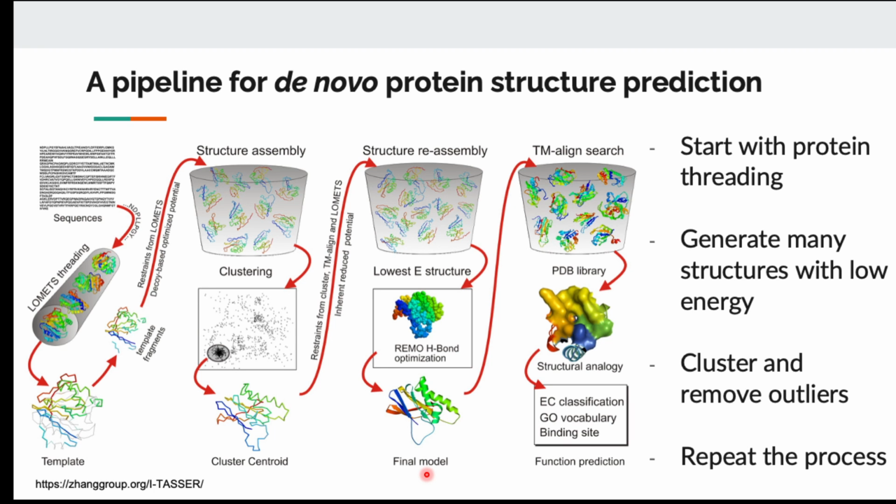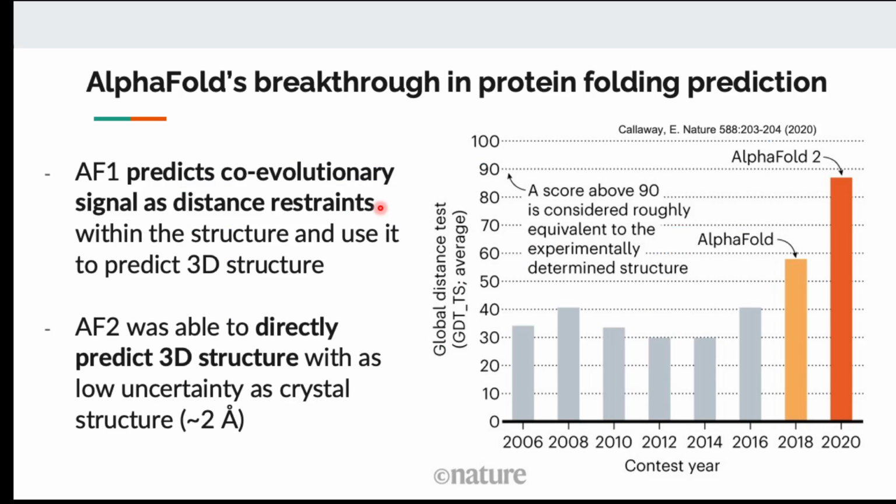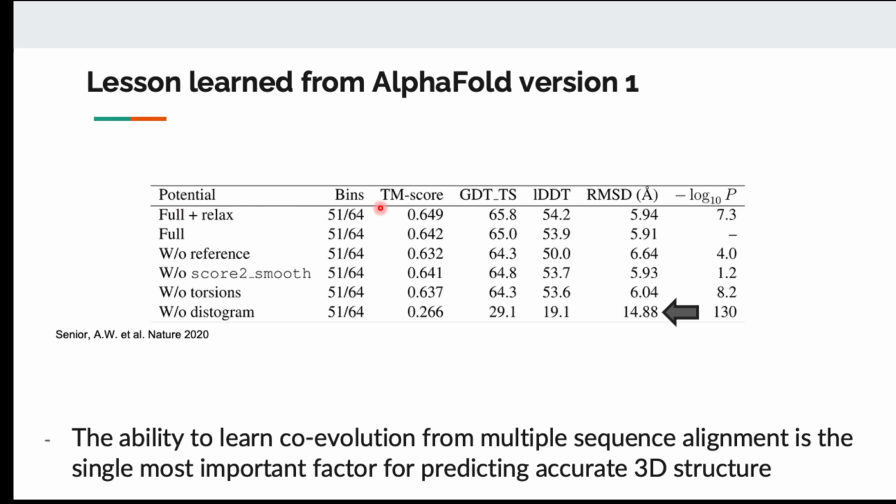But AlphaFold version 1 kind of showed the world that if you have the distance constraint like this, you can forget about many other laws of physics and you can still have a good prediction. So this table shows that if you don't have the distance constraint, your structure is going to be 15 angstrom off. But if you have the distance constraint, you know, the co-evolution, whichever other factor that you remove, you're going to get about 6 angstrom of accuracy.